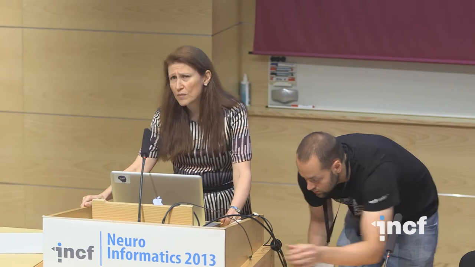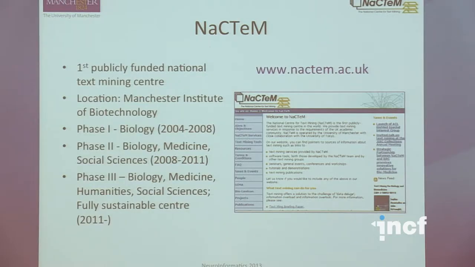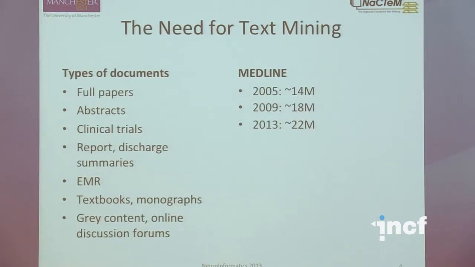So a few words about our center. NaCTeM, or the National Centre for Text Mining, was established in 2004. It was funded because the biologists were very much needing text mining. So the first four years we focused on providing text mining services for biologists. But very soon it was clear that we needed to expand to other areas like medicine and also social sciences. And currently, since 2011, we're a fully sustainable center working in different areas, but still our major focus is biosciences and biomedicine.